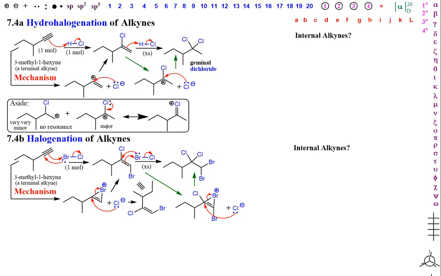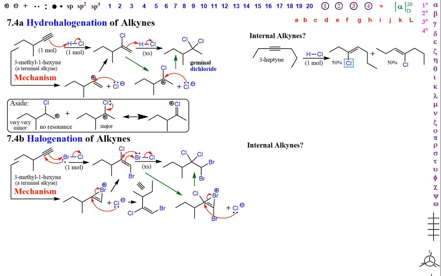All right, let's explore what would happen to an internal alkyne under these reaction conditions. You would initially get a 50-50 mixture of 3-chloro-3-heptene and 4-chloro-3-heptene. And the next mole of HCl would create these two products. This would be 3,3-dichloroheptane, and this would be 4,4-dichloroheptane. And why do the chlorines go on the same carbon as the original chlorine?